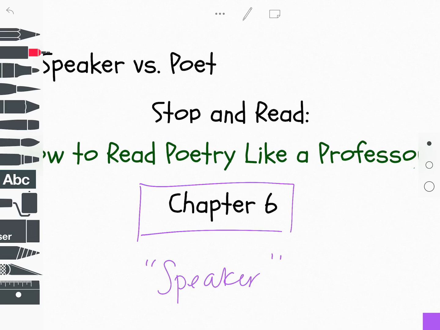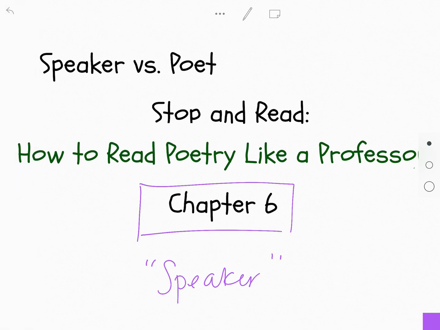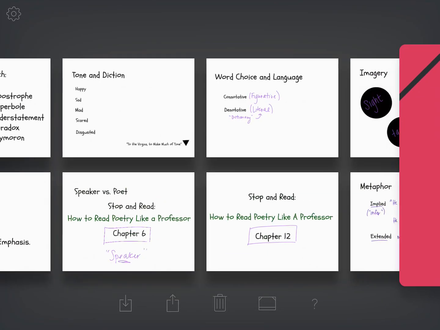Even if it is third-person omniscient, it's not necessarily being told from the author's perspective. So this chapter from How to Read Like a Professor is actually about poetry and how we talk about it in terms of a speaker, not necessarily the poet themselves. So go ahead, read chapter 6, please. Again, the books are with the other ones. Pause your video and we'll pick up when you're done.